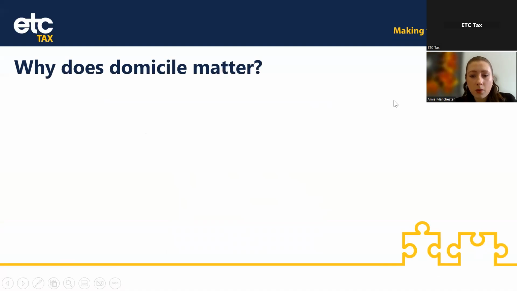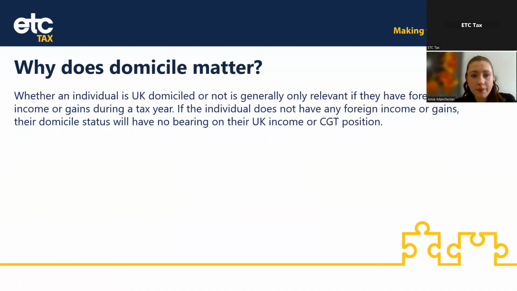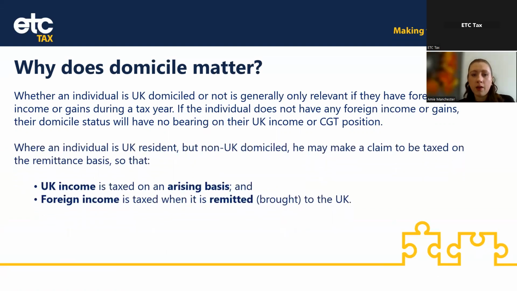Moving on to, why does domicile matter? So whether an individual is UK domiciled or not is generally only relevant if they have foreign income or gains during a tax year. If the individual doesn't have any foreign income or gains, the domicile status will have no bearing on their UK income or capital gains tax position. Where an individual is a UK tax resident but non-UK domiciled, they may make a claim to be taxed on the remittance basis, so that UK income is taxed on an arising basis and foreign income is taxed as and when it is remitted to the UK.